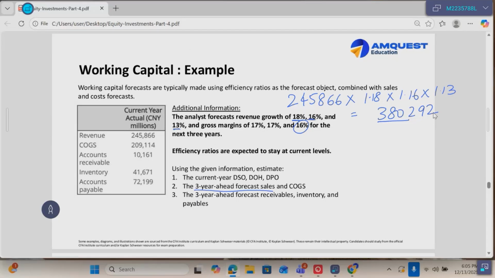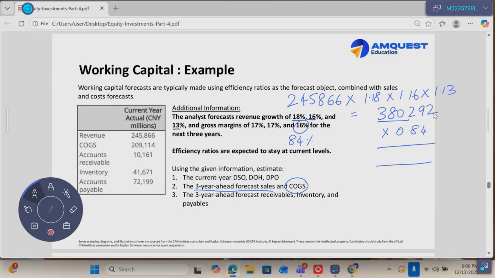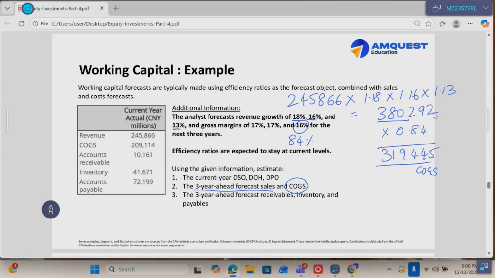Now it is asking me for COGS. If 16% is my gross profit, then 84% will be my COGS. So multiplying by 0.84 will give you the answer for COGS. So as I was saying, if 16% is my gross profit, my COGS is going to be 84%. Sales multiplied by 0.84 gives 319,445. This will be my COGS. So I've got the answer for forecast sales and for my COGS.